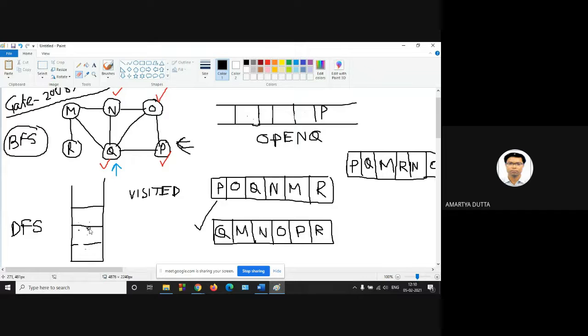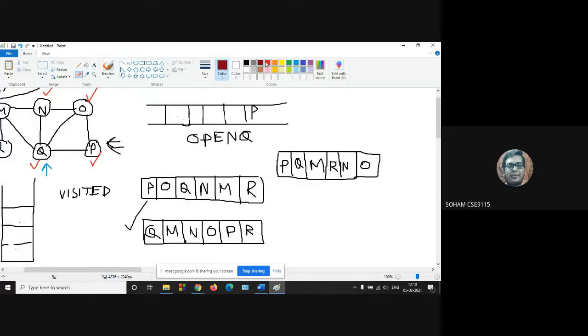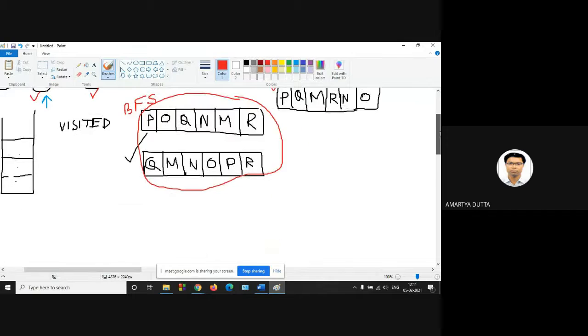Now is it clear? Yes, sir. So this is for depth first search, DFS, visited array, and these are the BFS visited array. Okay. Let's do another example.